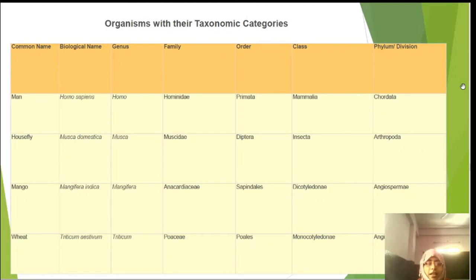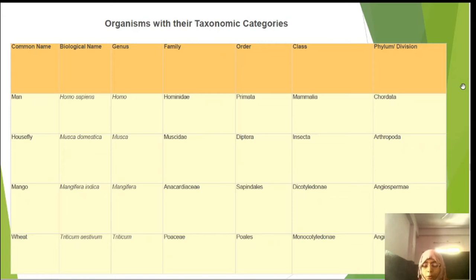Okay, next, housefly, Musca domestica, its biological name. Genus is Musca, family is Muscidae, order is Diptera, class is Insecta, and its phylum is Arthropoda. Next, mango, Mangifera indica. Mangifera is its genus name, family is Anacardiaceae, order is Sapindales, class Dicotyledon, and division is Angiosperm. Angiosperm, flower producing plants. Next, wheat, Triticum aestivum. Triticum is the genus name, family is Poaceae, order is Poales, class Monocotyledon, Angiosperm.